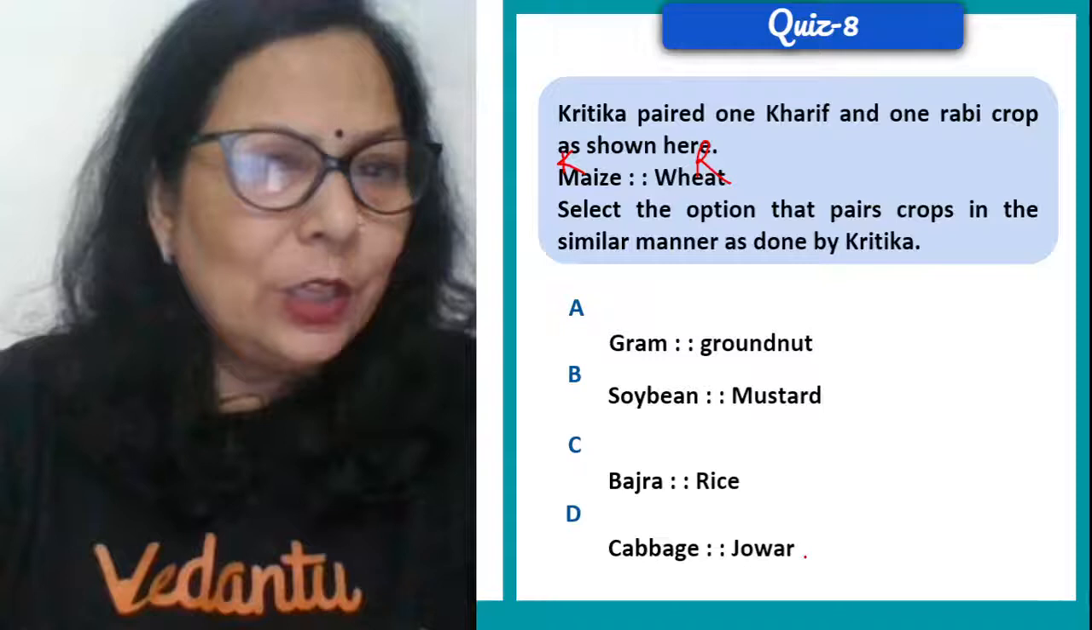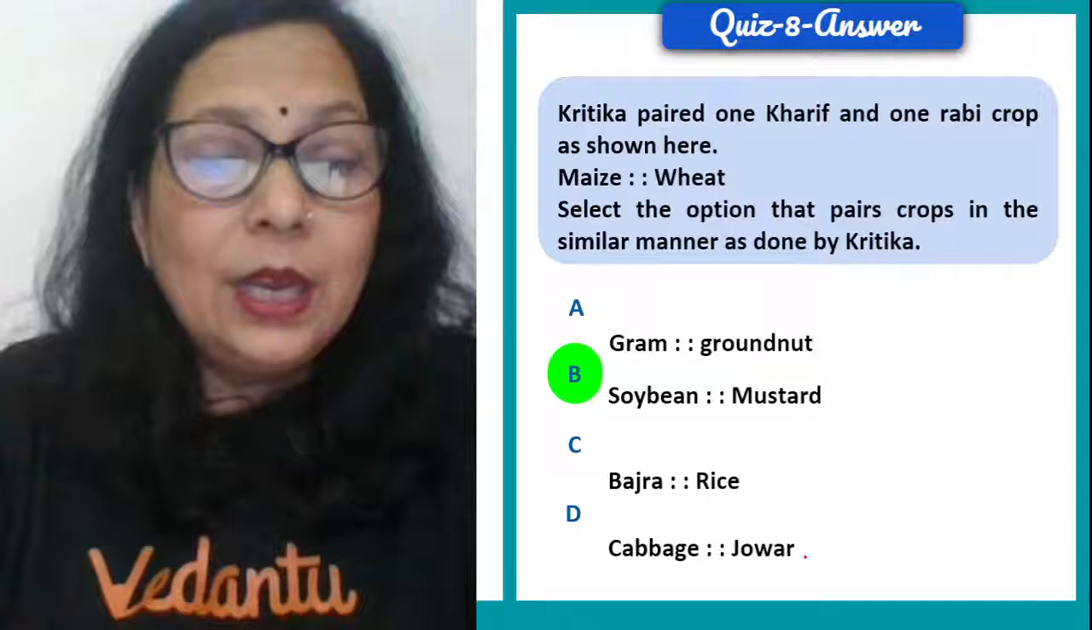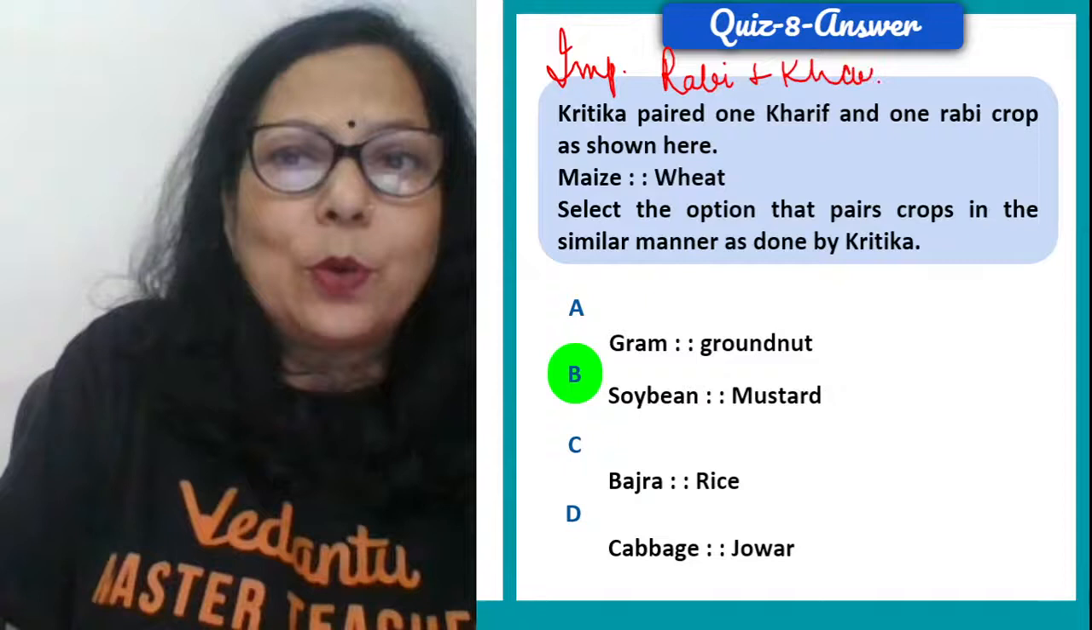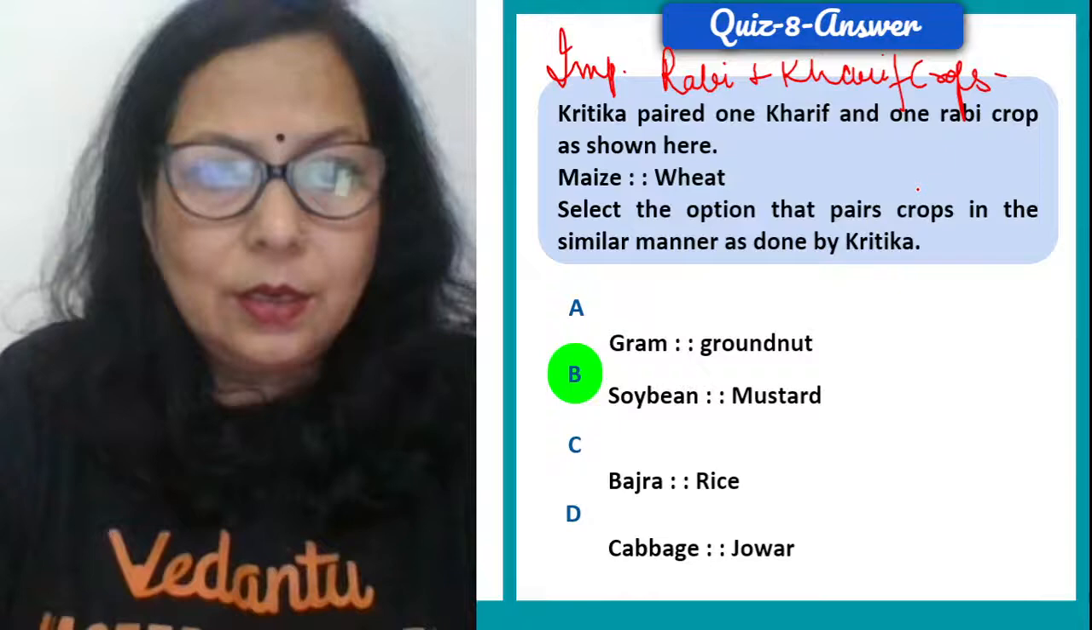Come on. Waiting for the answer. Yes, you are right, Jamil. You are the first one. Option B is correct. Soya bean. These are not remembered. Learn important topics, children. Learn Rabi and Kharif crops. Every time the question is asked on them. Right. Vegetative reproduction important. Yes.